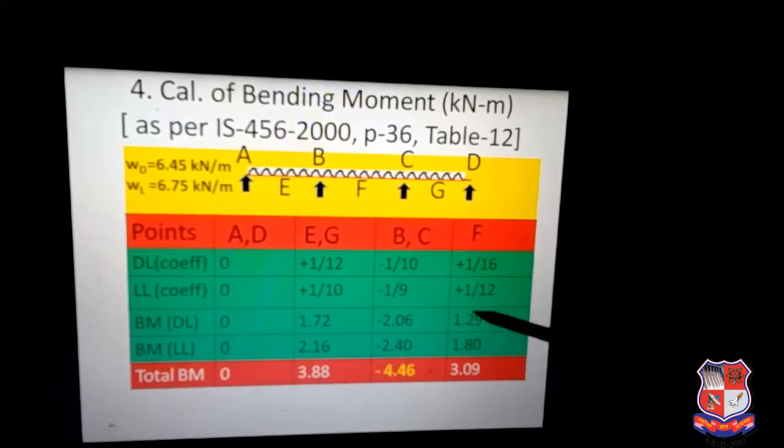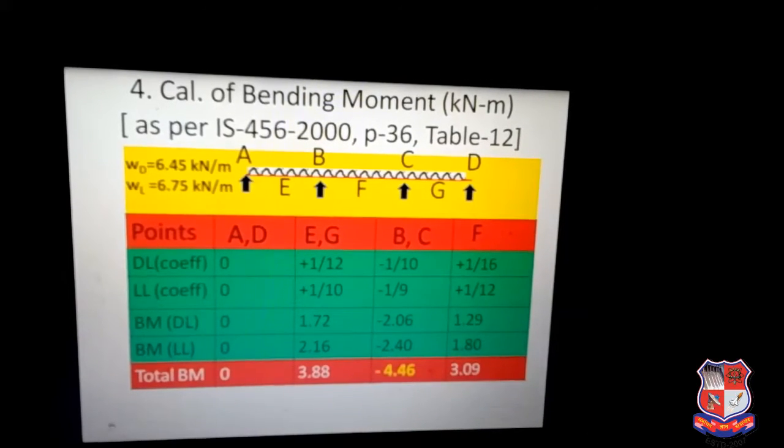So by taking the sum of these two moments, the bending moment because of dead load and the bending moment because of live load, the total comes to 3.09. Here the total of these two is -4.46, and the total of these two is 3.88. Now we have the total value of bending moments for all critical points. Out of these three values, the highest value in magnitude is 4.46.